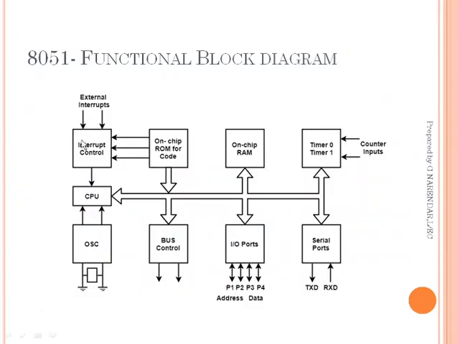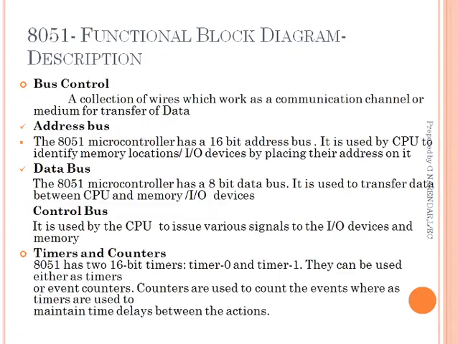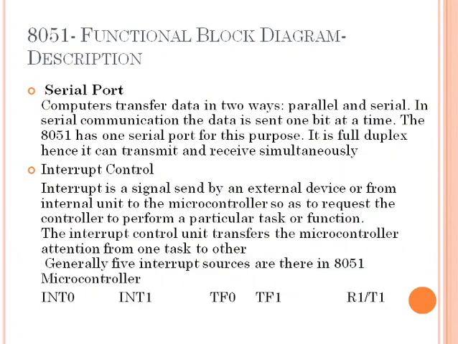This is the interrupt control circuit, and it receives the interrupt requests from the external IO devices, or the external interrupts. This interrupt control will process the interrupts first, and then hand over the request to your CPU. So the interrupt control unit transfers the microcontroller's attention from one task to another, or takes the microcontroller's time from one task to another.